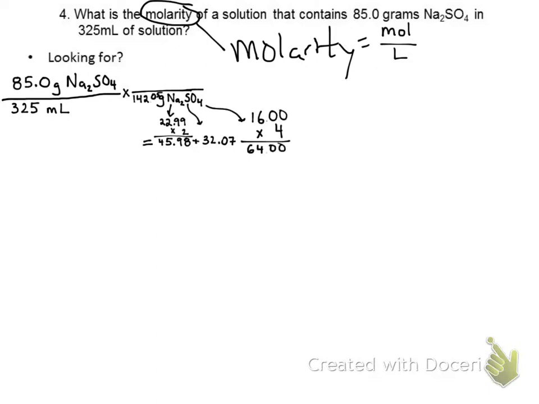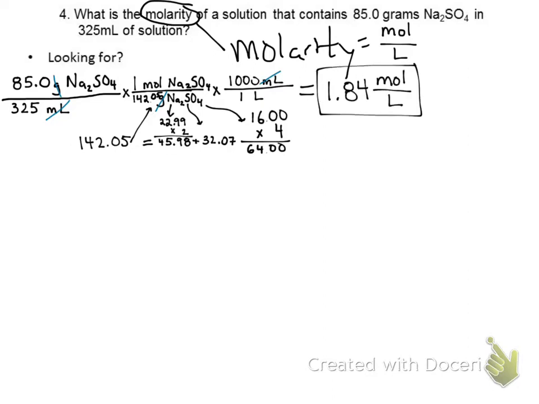All right, so it's 142.05, in case you can't read it. And then you put the 1 mole on the top. Now that cancels out the grams. We now have moles on the top, but we have milliliters on the bottom. So the next step is to convert from milliliters to liters, and you just do the 1,000 conversion that you can see there. That cancels out the milliliters, and that'll give you 1.84 moles per liter. That's it.